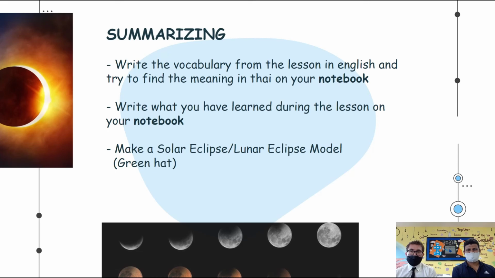Like always, write the vocabulary in English and in Thai and write it in your notebook. And finally, make a solar eclipse and lunar eclipse model. You can either make one which is flat, or you can make one which is 3D. Okay, that is your choice. And bring it back to school when you come back.